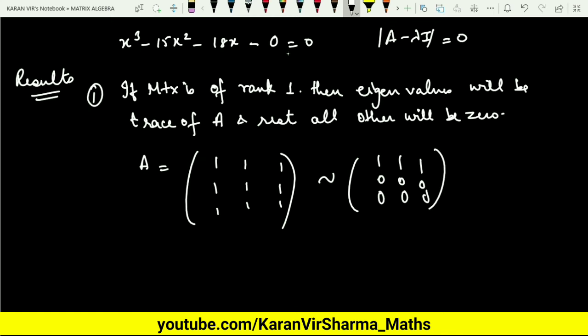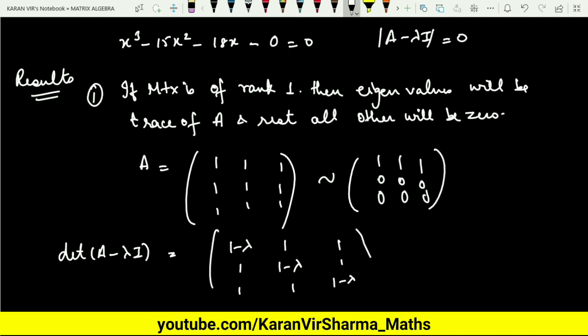Now what I need you to understand is that the eigenvalues in this case will be the trace of A, and all the other eigenvalues will be 0. So let me apply the standard approach here first, that is, the determinant of A minus lambda I. That is nothing but the matrix with 1 minus lambda, 1, 1, then 1, 1 minus lambda, 1, then 1, 1 and 1 minus lambda. Fine. Now you just take out the determinant of this matrix.